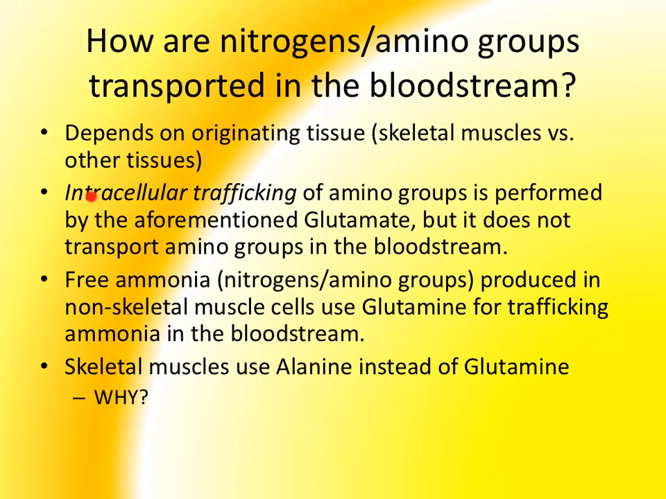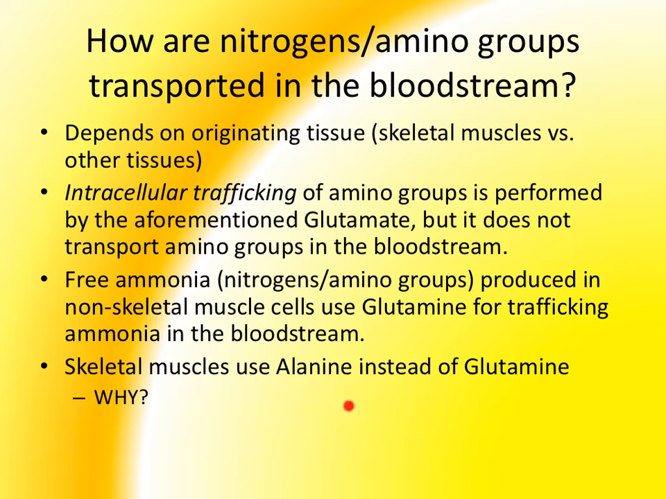If it's intracellular, okay, what does intracellular mean? Within that same cell versus intercellular. If it's intracellular, you can just use glutamate. That's one way to get it from one part of the cell to the other part. But we don't use glutamate through the bloodstream. Any free ammonia would be really bad, and we'll get to that in a moment. You don't just have ammonia running through your veins. So any free ammonia actually uses glutamine. Okay, so it's not glutamate, it's glutamine.